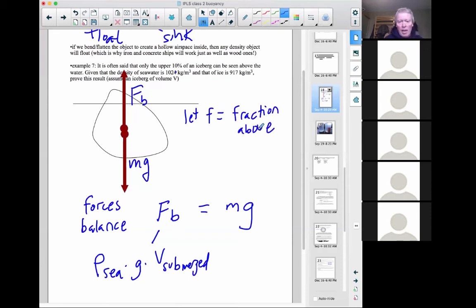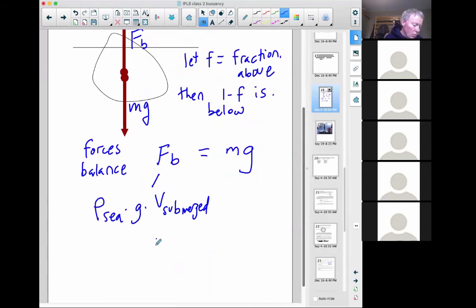Okay, and so that might be, well, we're trying to show that that's 0.1 or 1/10. If F is the fraction above, then 1 minus F is below. So we're hoping that this is 0.1 and this is 0.9. So that means the submerged volume is 1 minus F, that fraction of the total volume V. So that's an expression for the amount that is submerged. So there's FV above and (1 minus F)V below.